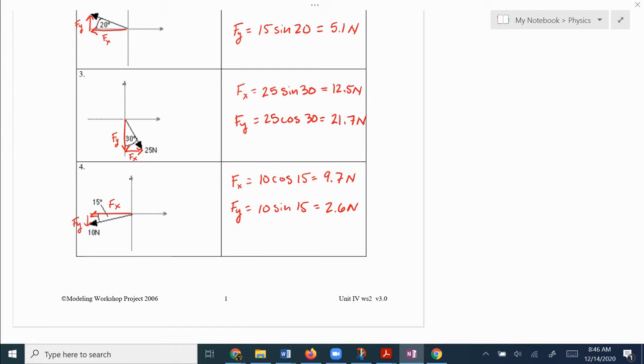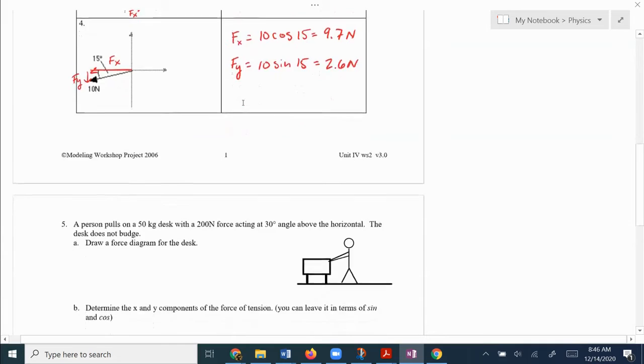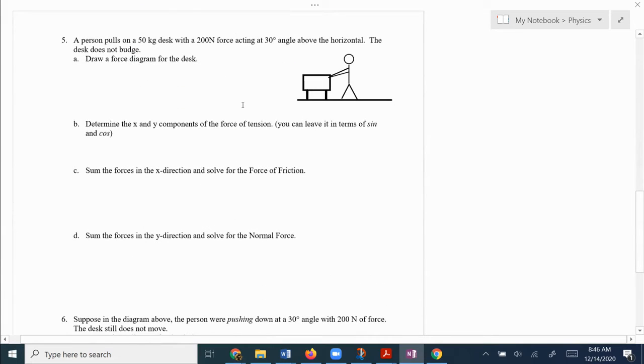All right, let's move on to page 2 here. So now we're going to start trying to practice summing our forces. Or actually, for a real problem here. So the first thing, we have a person pulls on a desk with 200 Newton force acting at a 30-degree angle to the horizontal. The desk does not budge.